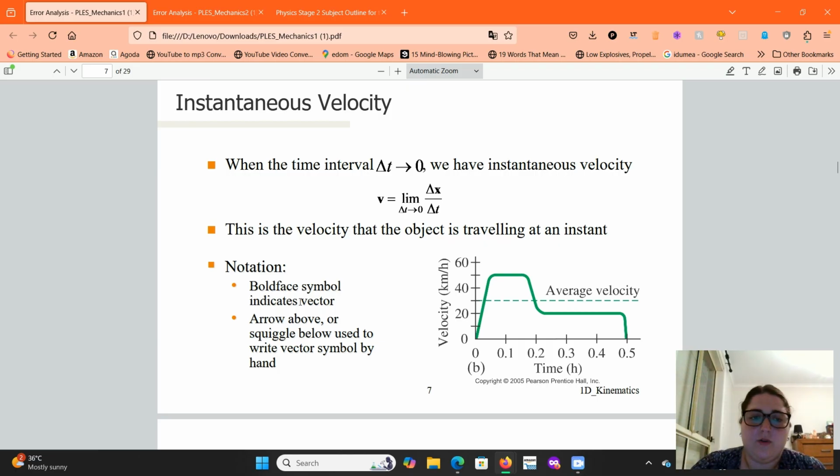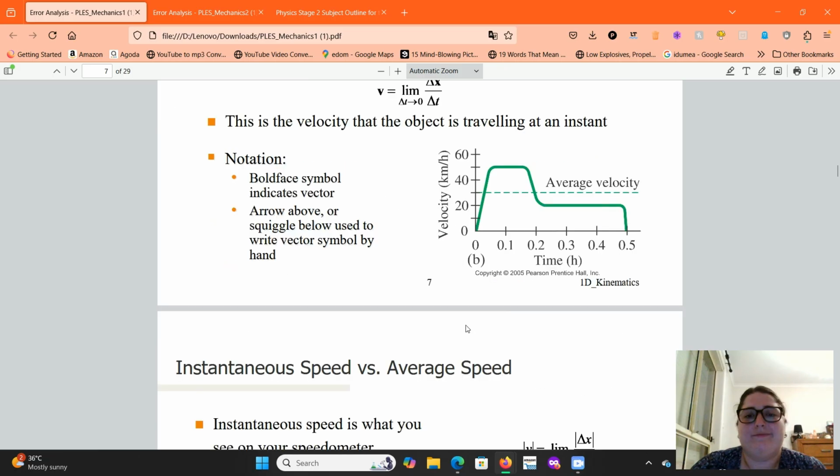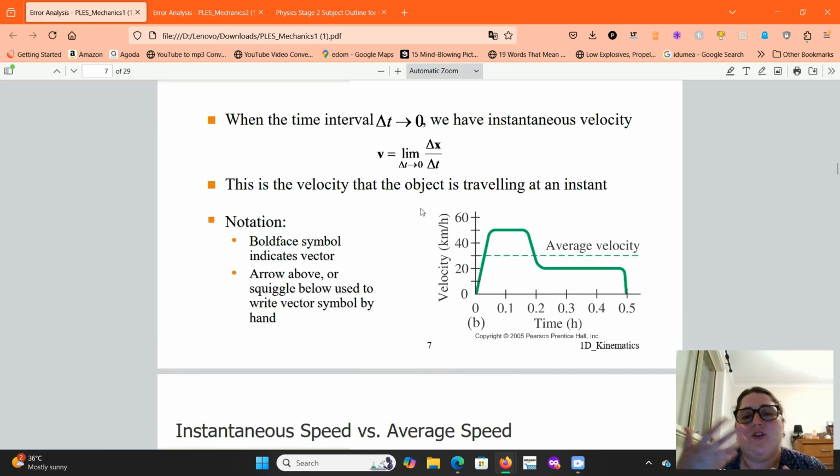On notation, a bold-faced symbol indicates a vector, with an arrow above or a squiggly line below used to write the vector symbol by hand. When you're typing on the computer, sometimes you can't put the little arrow on top like we do here. It's a little hard to do, so they put the symbol in bold instead.